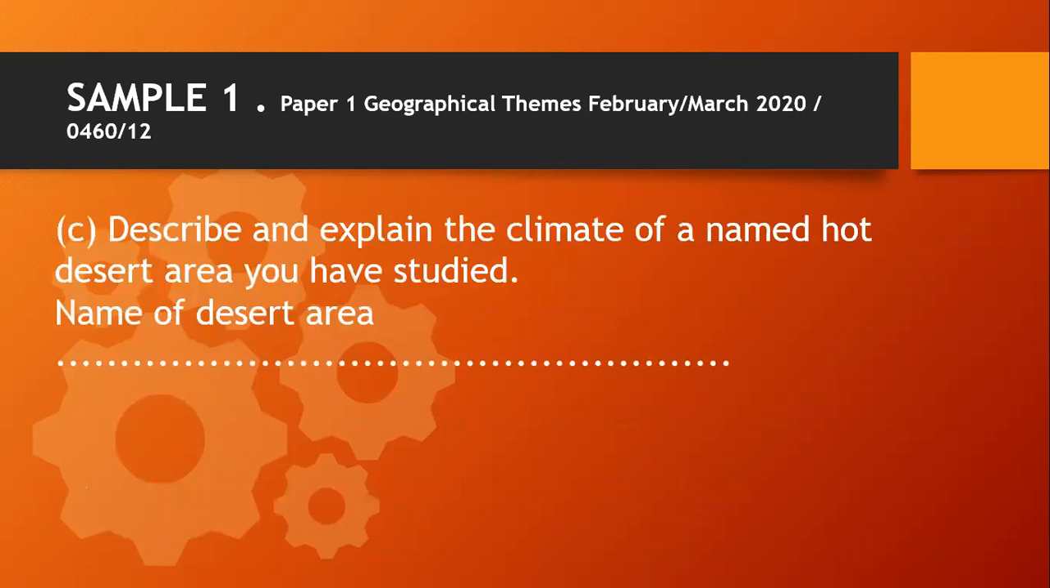Example of the question. Let's look into it. Describe and explain the climate of a named hot desert area you have studied. This is a type of question which you will normally see in paper 1 for each of the questions, and the last question carries 7 marks.